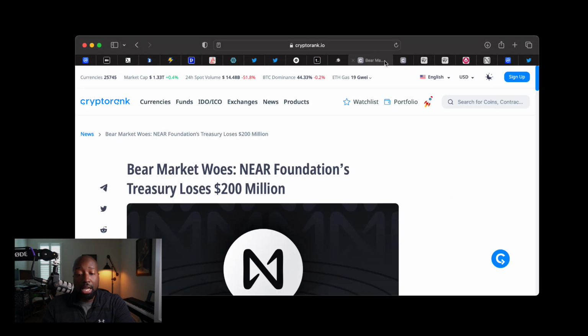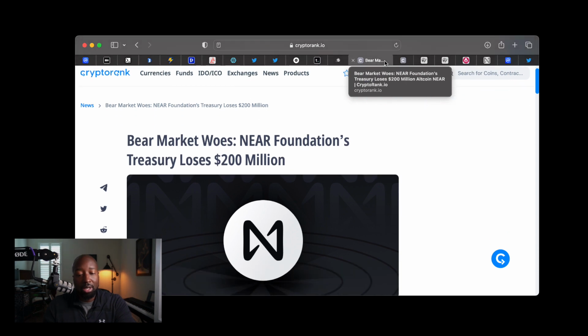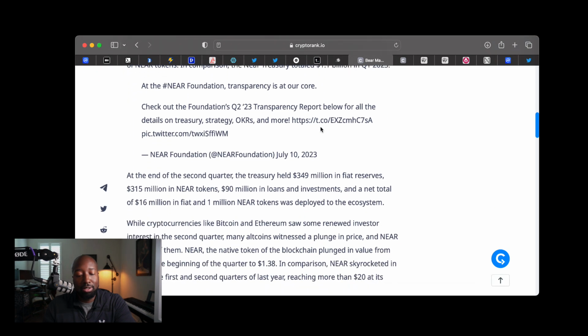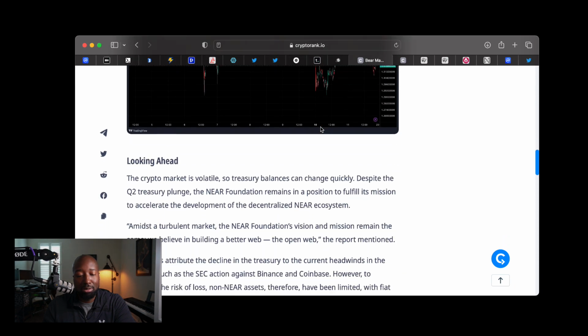Now let's take a look at some news. What's been going on? I said it's been quiet, right? Bear market woes. Near Foundation's treasury loses $200 million. So that's not good, right? You don't want to see that. You're in the business of making money. So what is going on with that?